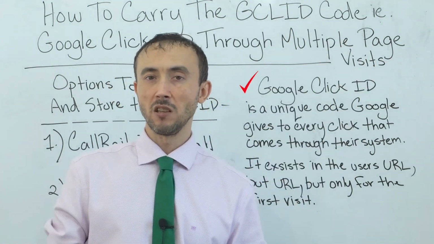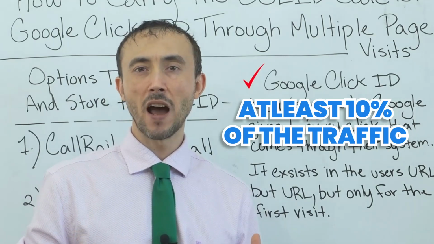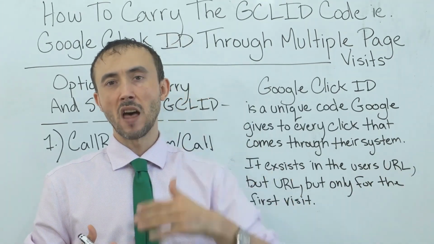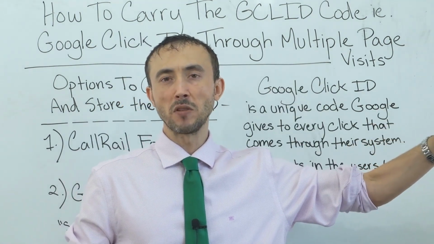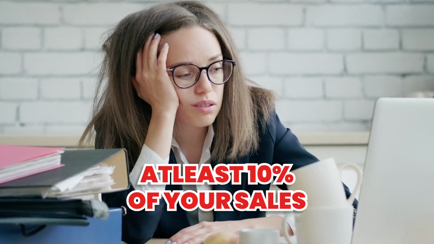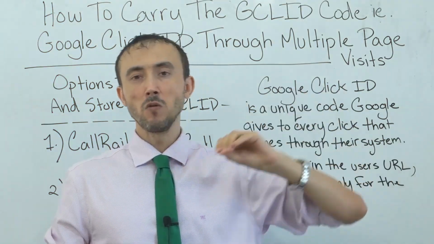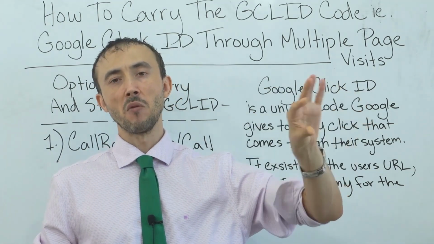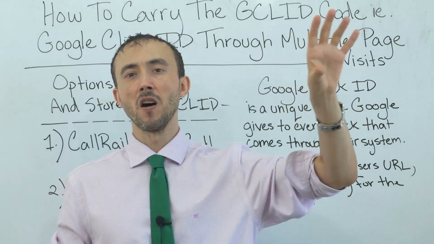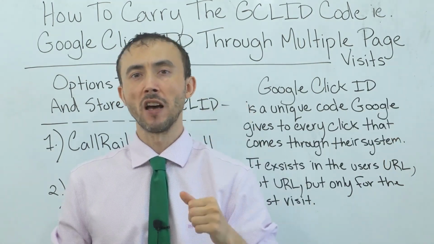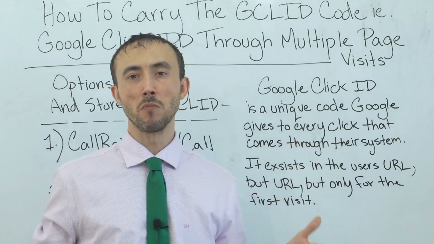And what we'll routinely find is at least 10% of the traffic that you're getting from a typical Google Ads campaign that goes to that landing page is going to want to go to the rest of your website to check you out before they turn into a lead. So you're basically going to lose at least 10% of the sales that you're going to upload to Google if you don't carry that Google Click ID in a cookie that will follow that user around. Otherwise, when they fill out the form on another page of your website, you won't have the Google Click ID there. Therefore, you're going to miss part of your sales data.